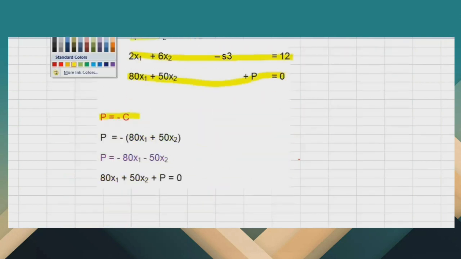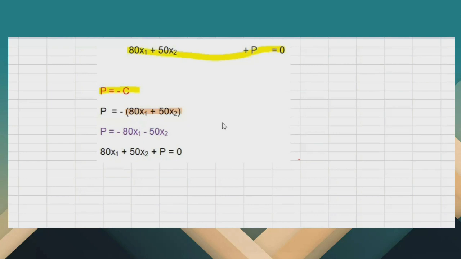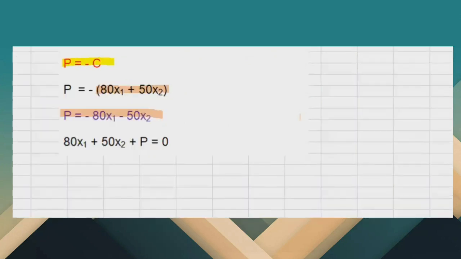Kaya naman siya nakapaloob na dito, class. Ito, naging ganito. Katumbas ng C. Okay? Tapos, distribute the negative sign. So, magiging negative yung bawat term. Tapos, gagawin nyo, we need to transpose these two negative terms to the left of the equal sign. When you transpose, they will become positive. That's why it becomes 80x sub 1, then positive 50x sub 2 beside P equals 0.